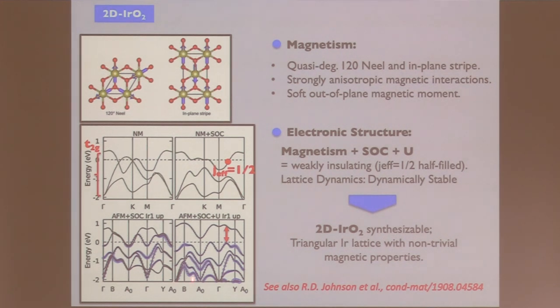This is a particular magnetic configuration, and you also find that there are several magnetic configurations that are almost degenerate, and in particular there are two which are almost perfectly degenerate, which are this 120 Néel state and this in-plane stripe state. So this is basically a new phase which has interesting magnetic properties. It has a triangular lattice, and I think it's very likely that it could be synthesized.